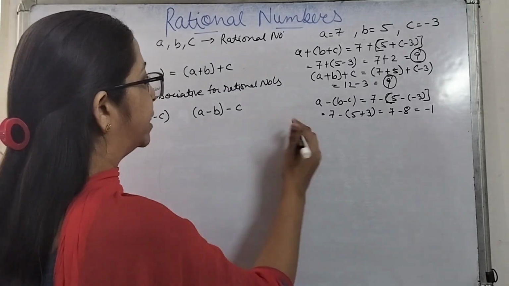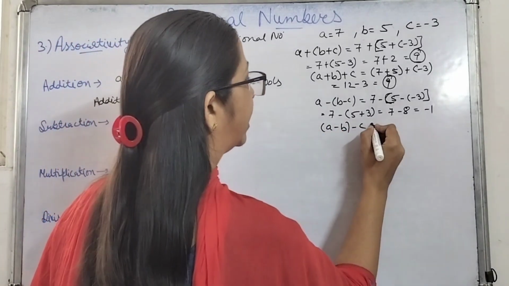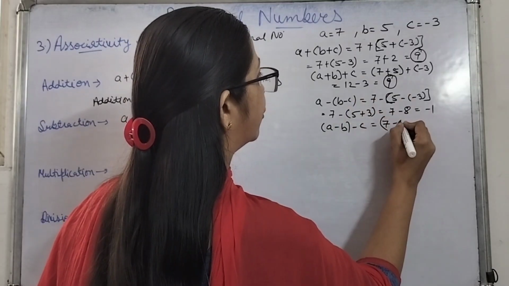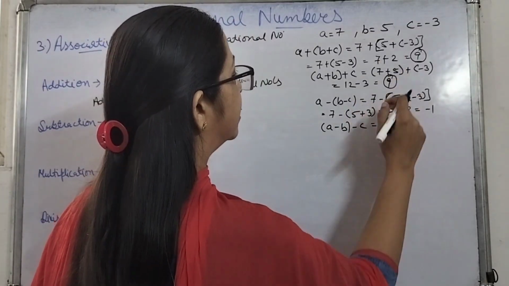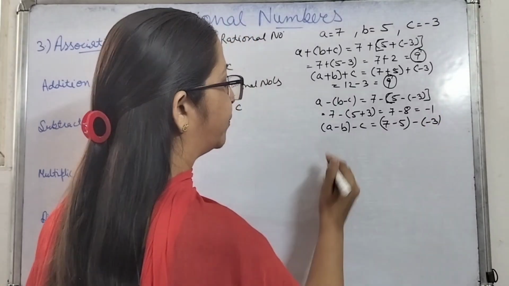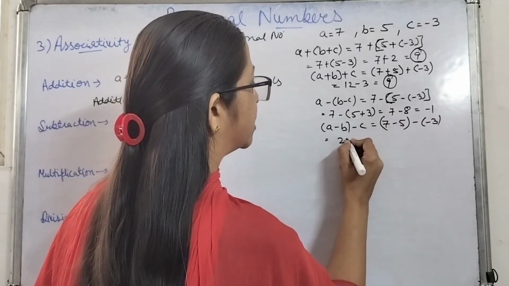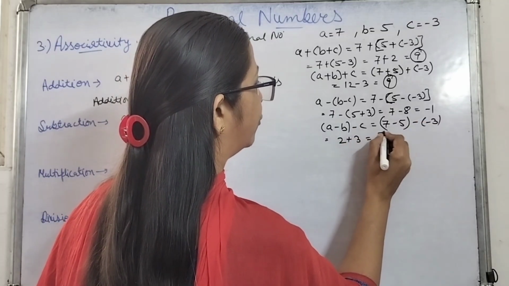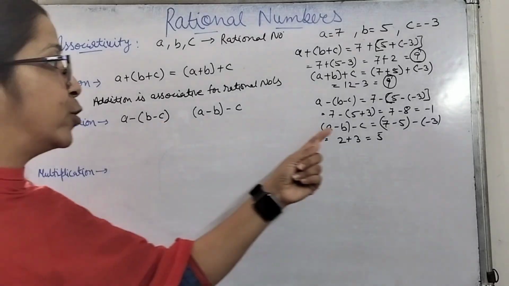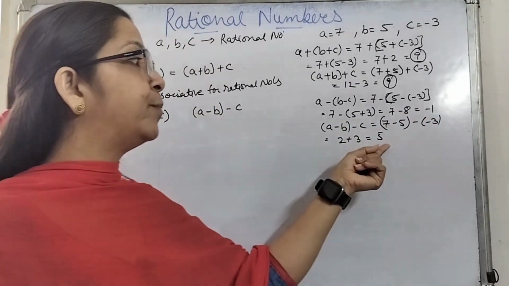Now, if we will be taking (A minus B) minus C, what the value will come? A is 7, minus B is 5, then minus C, C is minus of 3. So it will be 7 minus 5 will be 2, minus minus will become plus 3, that is 5. So here the value of A minus (B minus C) was minus of 1 and the value of (A minus B) minus C was 5.